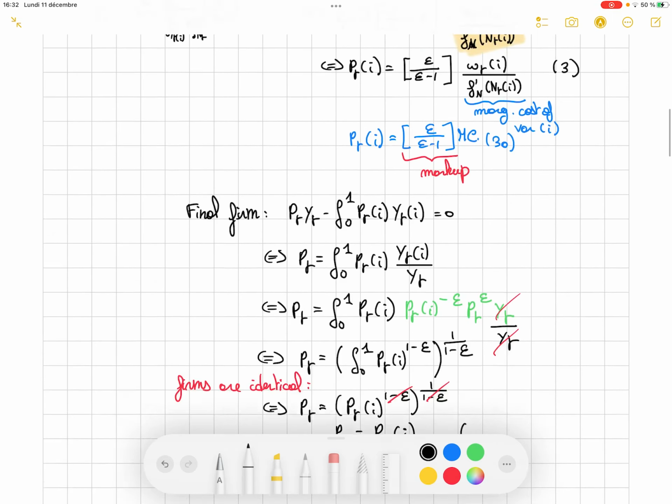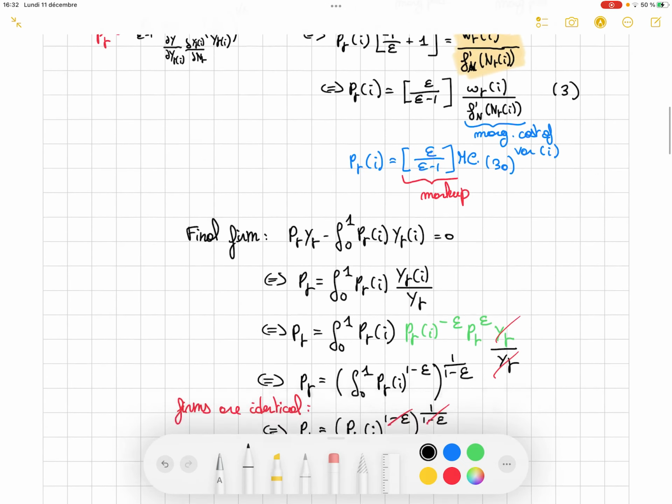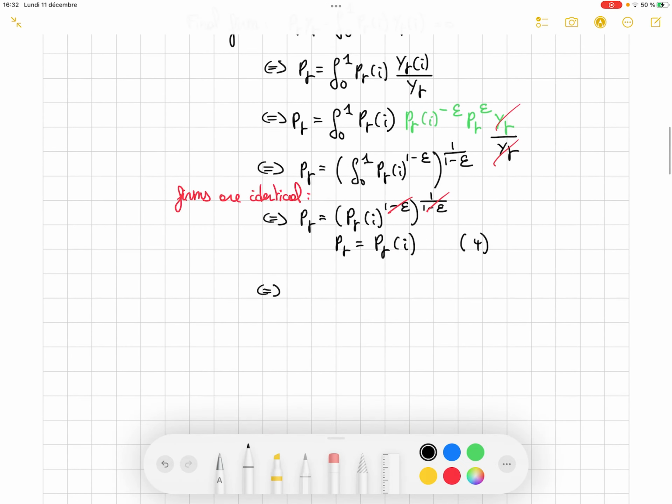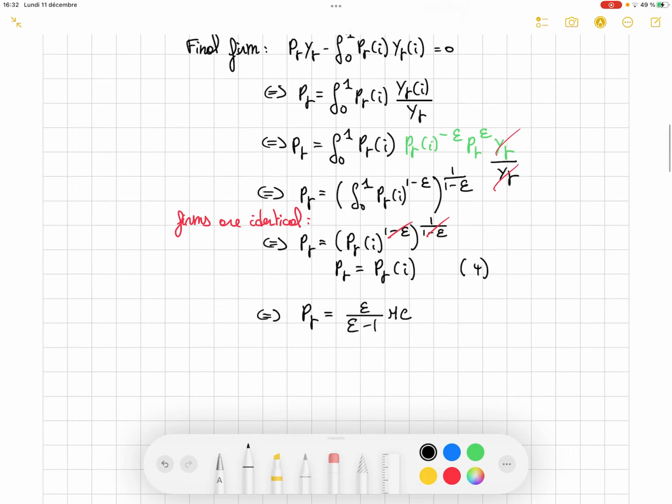Okay, so that's basically our final result. We were at equation 4, and we just plug 4 in our third equation, and you obtain basically that the price is equal to this expression, so epsilon divided by epsilon minus 1 multiplied by the marginal cost. Okay, so that's how we go from the price of the individual variety to the aggregate price index.